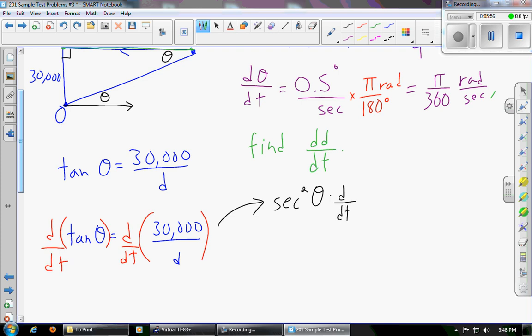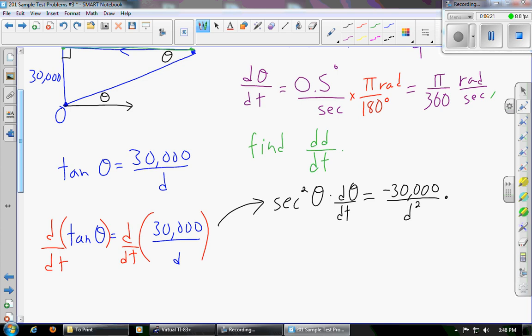d dt, derivative of what? In this case, theta is the letter that we're taking a derivative of, equals the derivative of the right-hand side, 30,000 over d. Feel free to use the quotient rule if you want to. Feel free to bring that d upstairs as a d to the -1. For me, I've got a rule memorized. I think some of you might have it memorized too. Negative the constant over d squared.